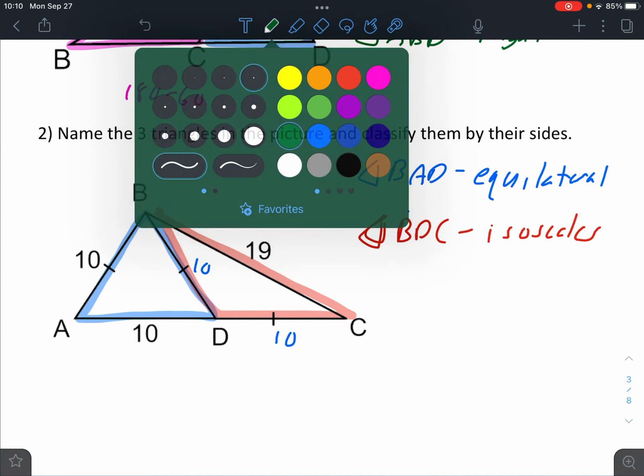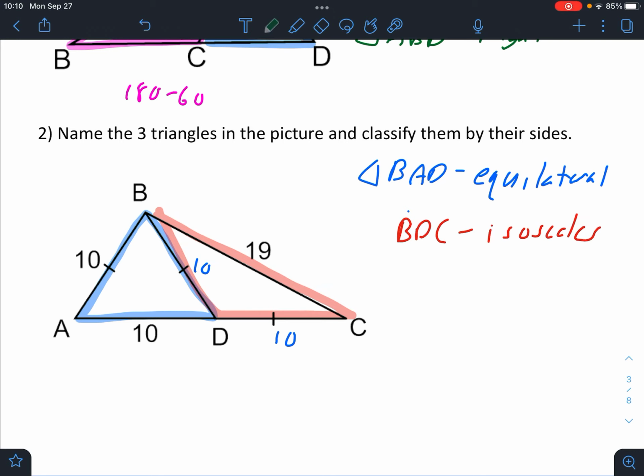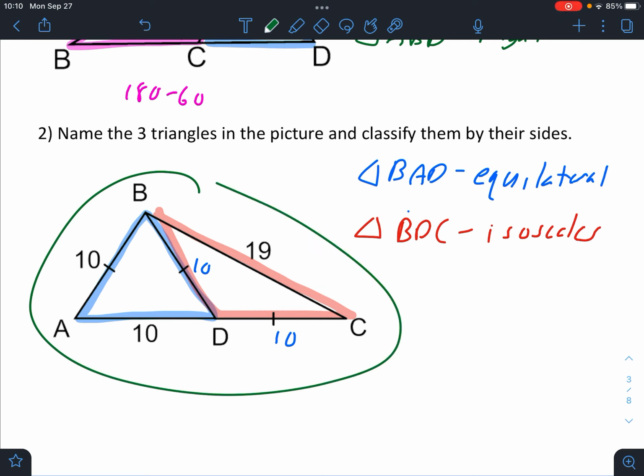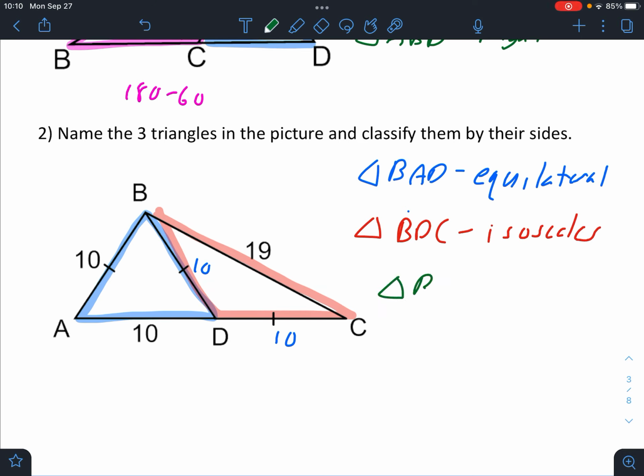And then finally, looking at the whole thing, we can call that triangle BAC. And the side lengths are 10, 19, and 20, because this whole side here is 10 plus 10, 20. So 10, 19, and 20, they're all different. This would be a scalene triangle.